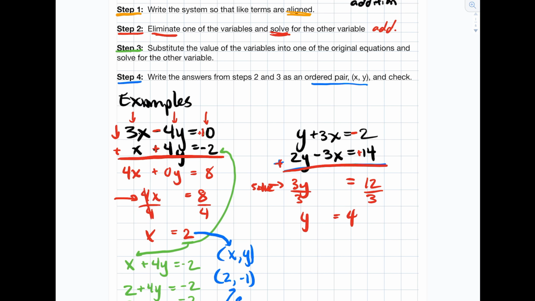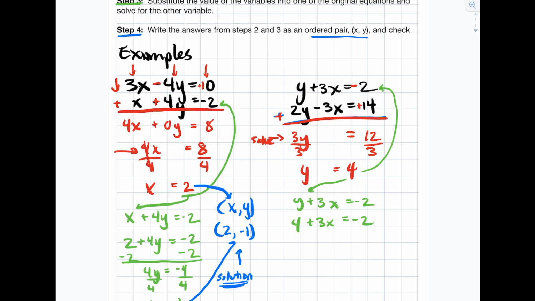Step number 3, substitute. I need to take this and plug it back into one of the original equations. It really doesn't matter which one, but I'm going to plug it into the first one. So y plus 3x is equal to negative 2. Plug it in right here, so this becomes 4 plus 3x is equal to negative 2. Then we subtract 4 from both sides, bring down the 3x. The negative 2 and the negative 4, since they're both negative, add together and make negative 6. Divide by 3, and 3 goes into negative 6 negative 2 times.